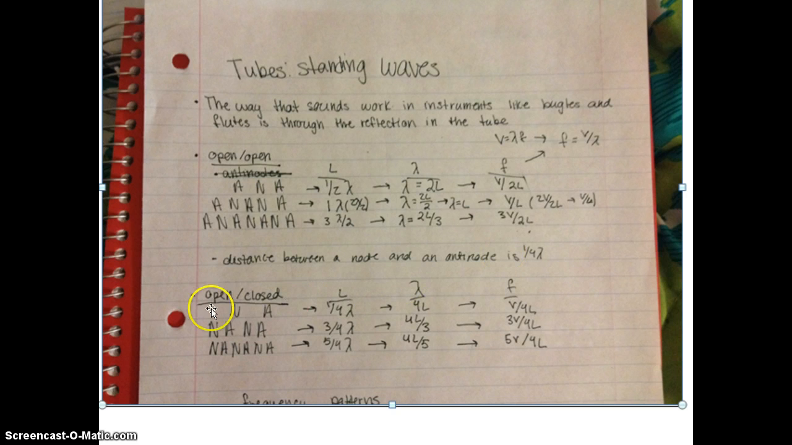If it's open-closed, it'd be an antinode and then a node. The length is a quarter wavelength, so the wavelength is 4 times the length, and the frequency itself is velocity divided by 4 times the length. And then it switches to 3 times velocity over 4 times the length and 5 times velocity over 4 times the length. Basically what this is showing is a pattern that when it's an open-closed tube, it only hits the odd frequencies instead of all the frequencies.